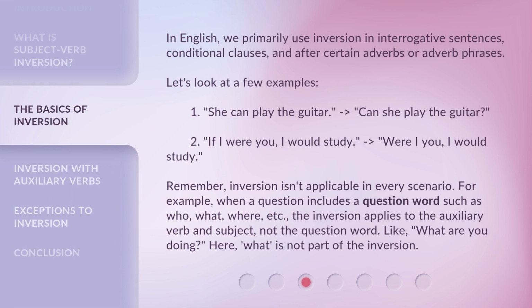In English, we primarily use inversion in interrogative sentences, conditional clauses, and after certain adverbs or adverb phrases. Let's look at a few examples. 1. She can play the guitar. 2. Can she play the guitar? 1. If I were you, I would study. 2. Were I you, I would study.